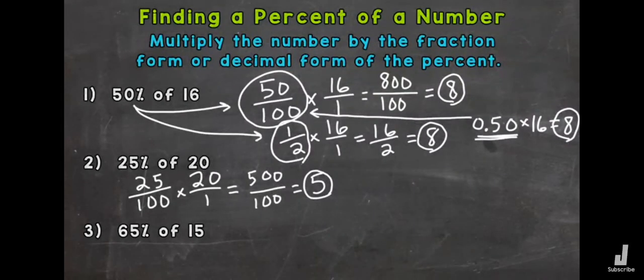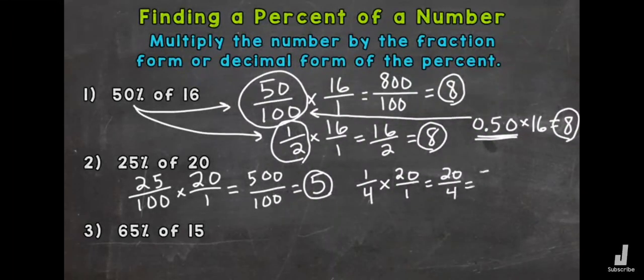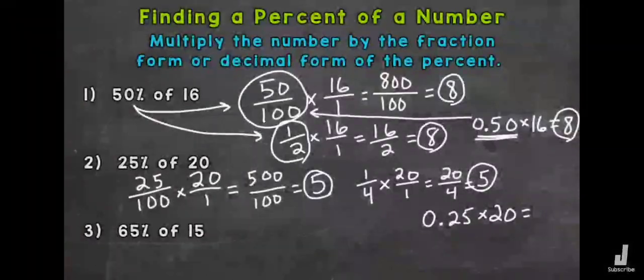And again, we can use the simplified fraction of 25 hundredths, which is 1/4. So just to show you another way here, we can do 1/4 times 20. And we get 20 over 4, which gives us the same answer, 5. And then the decimal way, the decimal form of 25% is 25 hundredths times 20. So again, if we punch that into a calculator or do it out by hand, we're going to get the same answer of 5.